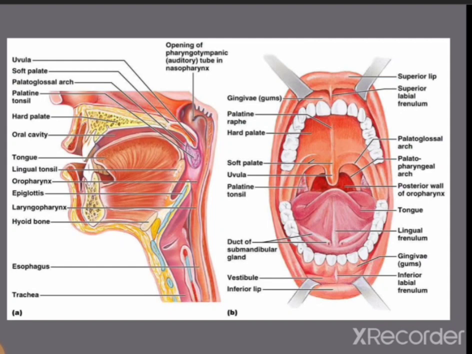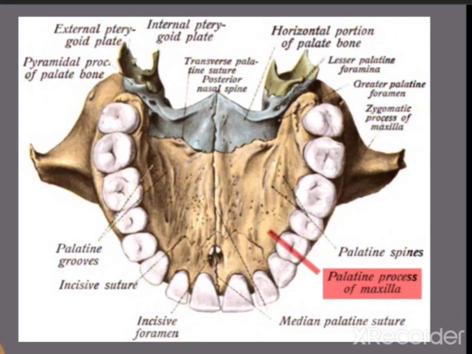So here we can see the soft palate. This small overhung structure is the soft palate. The area above it is the nasopharynx and this is the oropharynx. So it is separating the two pharynges from each other. Here we can see the hard palate.